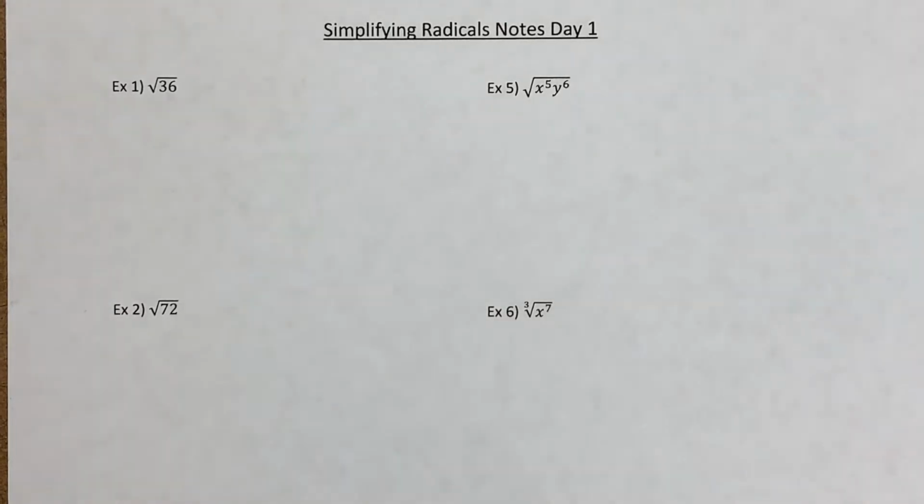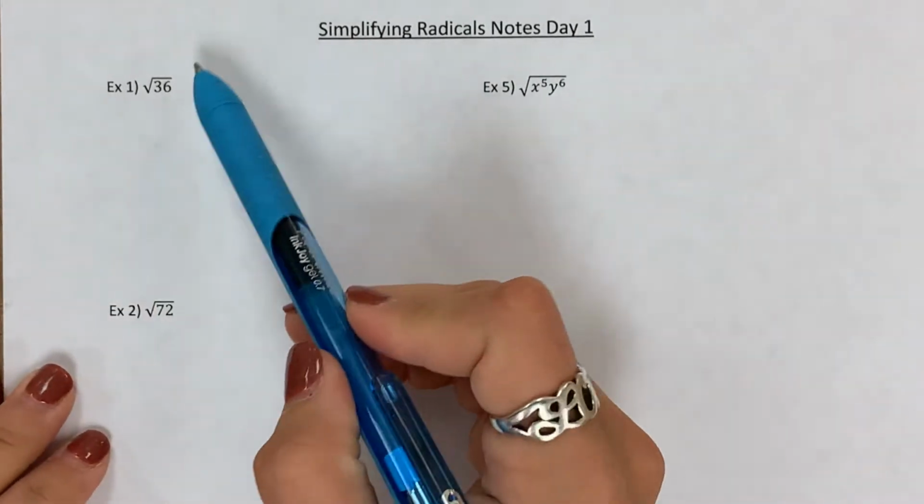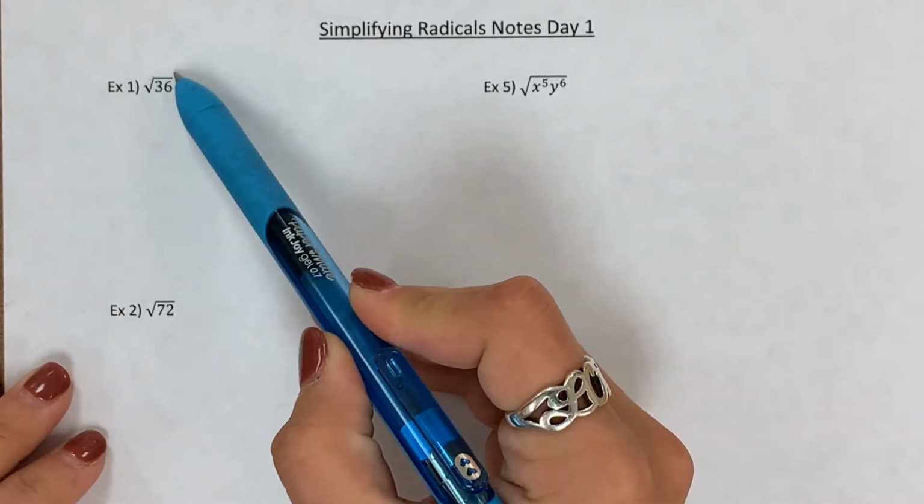So today we are simplifying radicals. So what we'll start with is this. You would see this as the square root of 36.